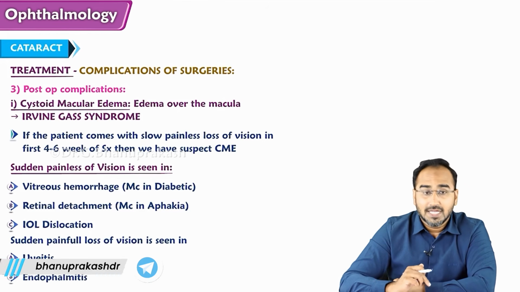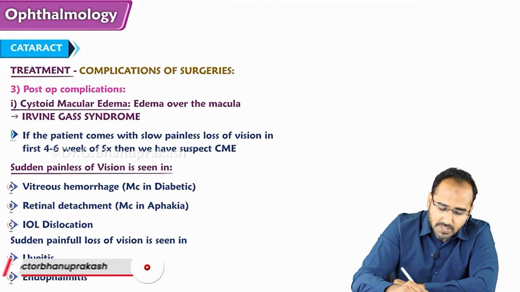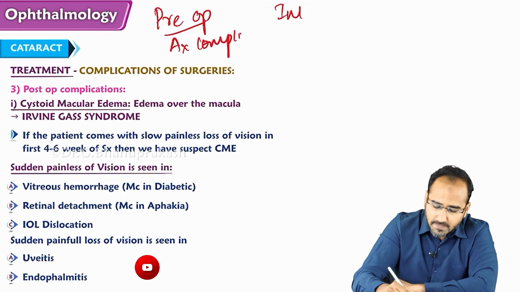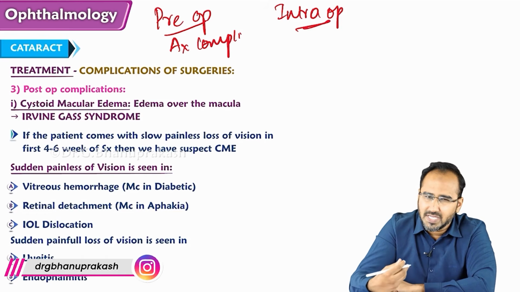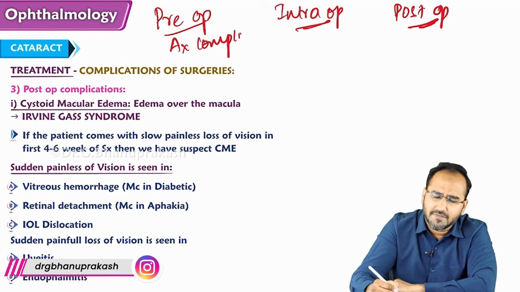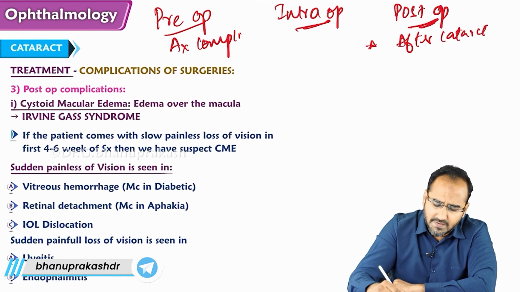Okay. Now guys, we are discussing the post-op complications. Remember guys, we have discussed the pre-op complications, where it was anesthetic complications. Then there were intra-op complications: rupture of the iris, rupture of the capsule, rupture of the cornea, hyphema and all. Then there is post-op complication. Post-op means after surgery. After surgery, you will see after cataract.